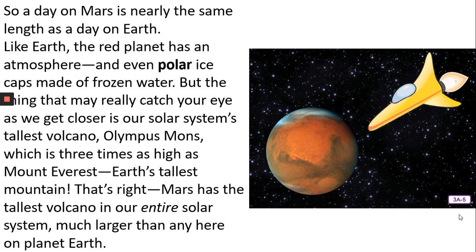Like Earth, the red planet has an atmosphere and even polar ice caps made of frozen water. But the thing that really may catch your eye as we get closer is our solar system's tallest volcano, Olympus Mons, which is 3 times as high as Mount Everest, Earth's tallest mountain. That's right, Mars has the tallest volcano in our entire solar system, much larger than any here on planet Earth.